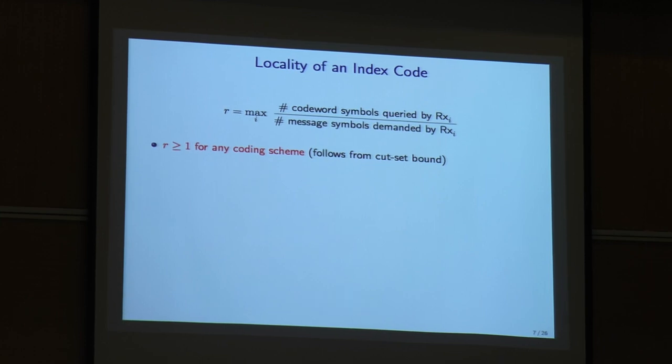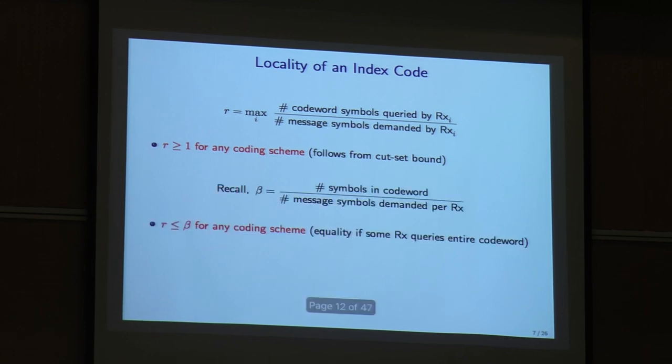So let's look at some very basic properties of locality. Locality is at least one, irrespective of what coding scheme you use. It follows from common sense, because if I need one frame which I don't have, I need to download at least one frame. Okay? So locality is at least one.